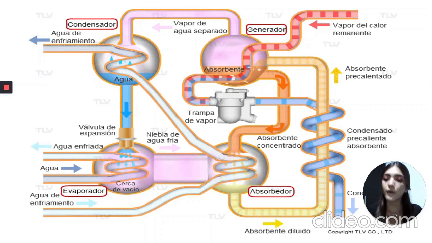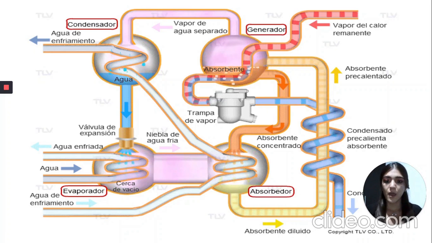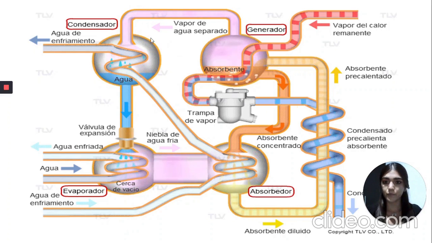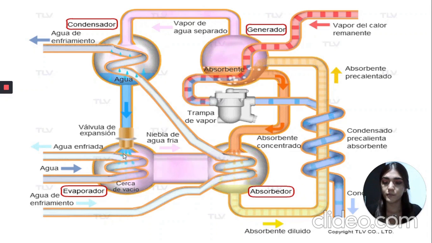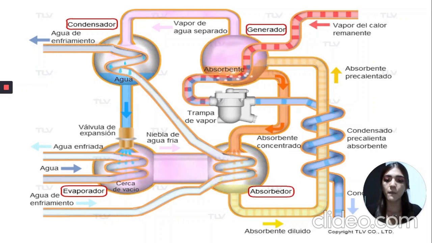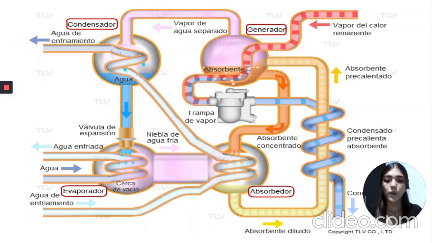Number 4, in the condenser, the cooling water causes the steam to liquefy and flow down towards the evaporator, which has a pressure close to vacuum. Number 5. Just before entering the evaporator, the condensed water flows through an orifice or expansion valve. This restriction limits the flow, and the water again vaporizes to a cool mist at 4.5 degrees Celsius. This is where the cooling takes place.